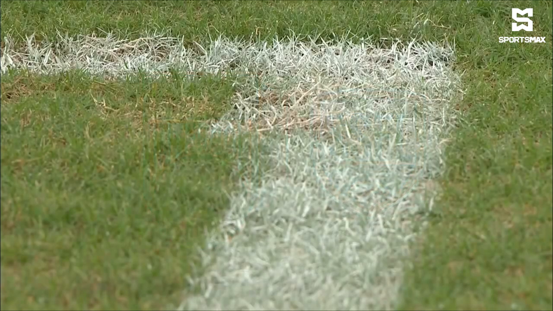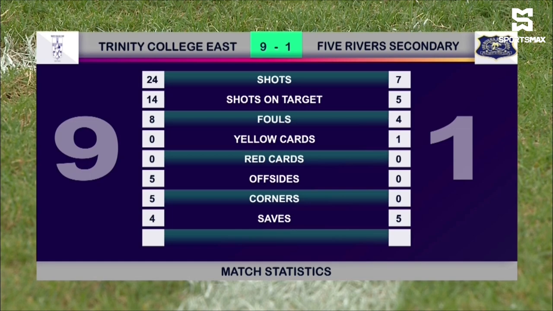Let's have a look at the stats. We just looked at the highlights, and look at it: 24 shots to 7 in favor of Trinity College East, 14 shots on target as opposed to 5 from Five Rivers. The fouls, 8-4. Yellow cards, just the 1 yellow card for Five Rivers.